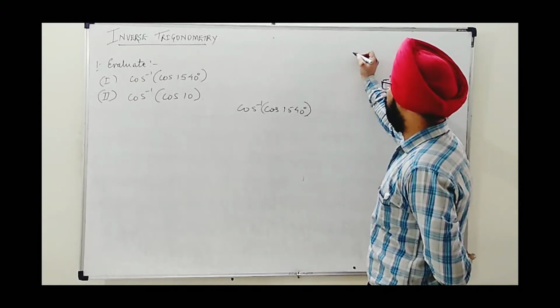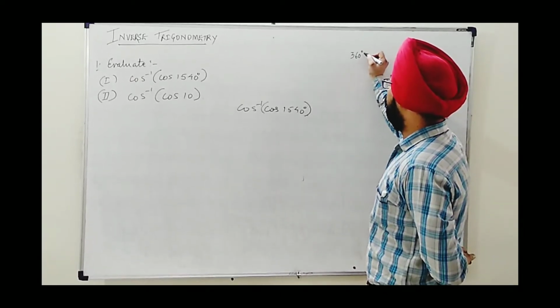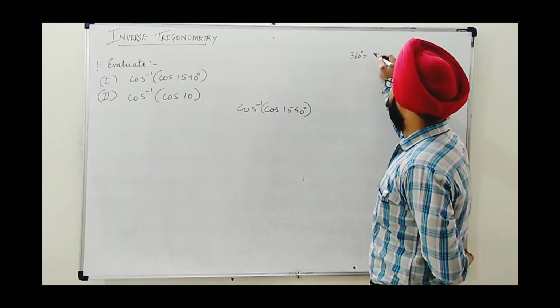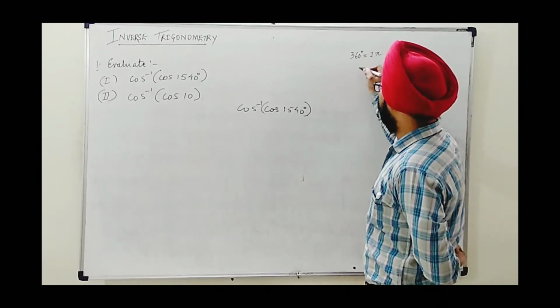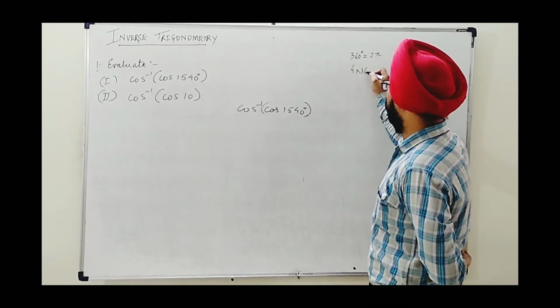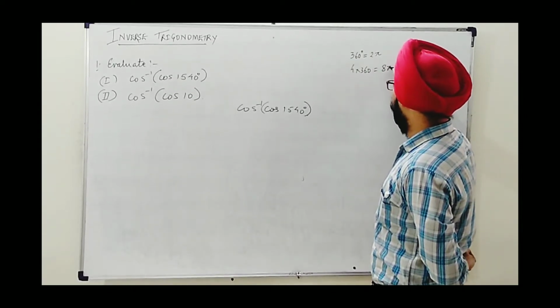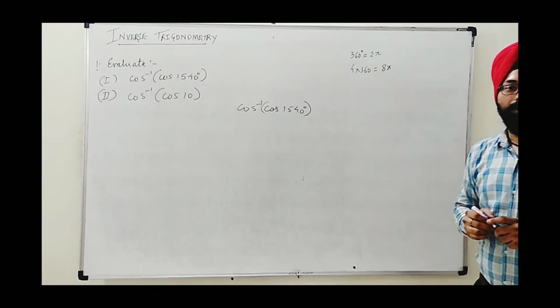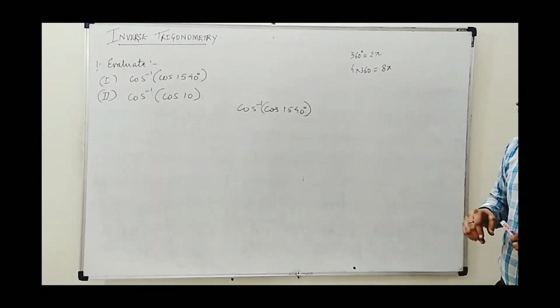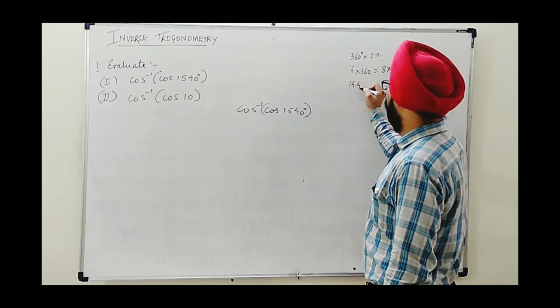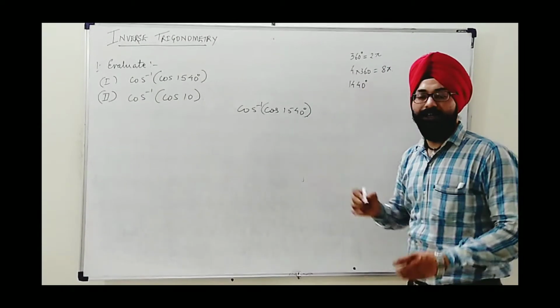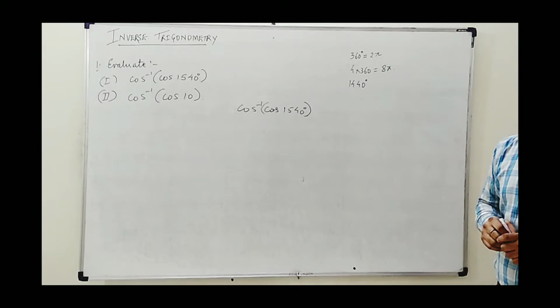Now the fourth multiple of 360 degree: 360 degree is equal to 2 pi, so the fourth multiple, 4 into 360, will be 8 pi. Now what is the difference? I see that 4 into 360 is 1440. The difference between these two values is 100 degree.